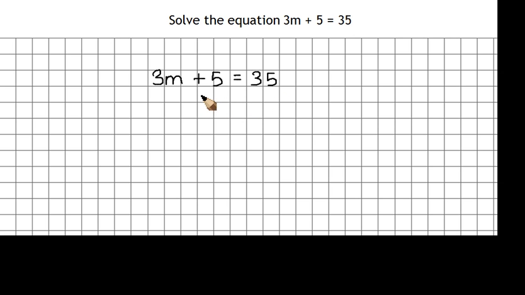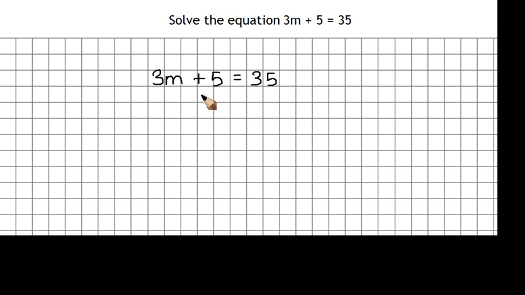So what I recommend you do when you're faced with a two-step equation like this is first of all make it so that you've got all your letters on one side and all your numbers on the other side. So this 35 is fine. What we could do is getting rid of this 5.